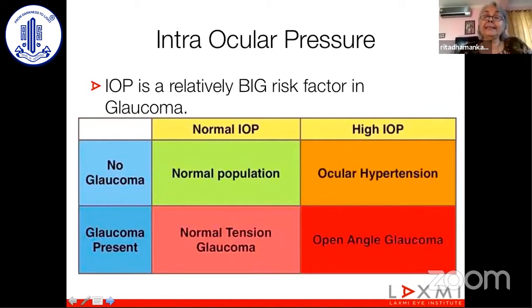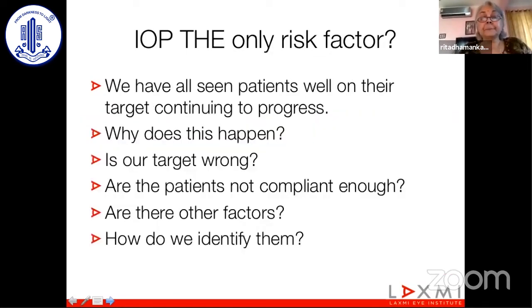So IOP is a relatively big risk factor in glaucoma. That is very well understood. But look at this slide now. It tells you that you can have a normal IOP with no glaucoma in the normal population, and you can have a normal IOP in normal tension glaucoma where there is glaucoma. Similarly, you can have no glaucoma with high intraocular pressures as an ocular hypertension, and you can have glaucoma present in open angle glaucoma with high intraocular pressures.